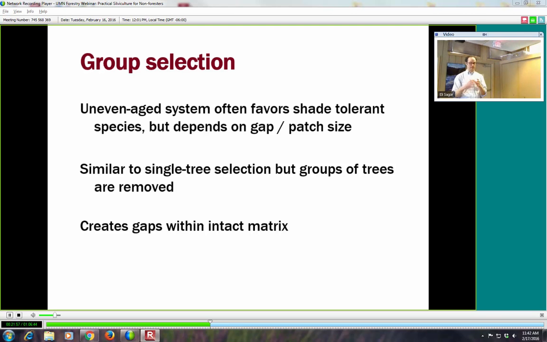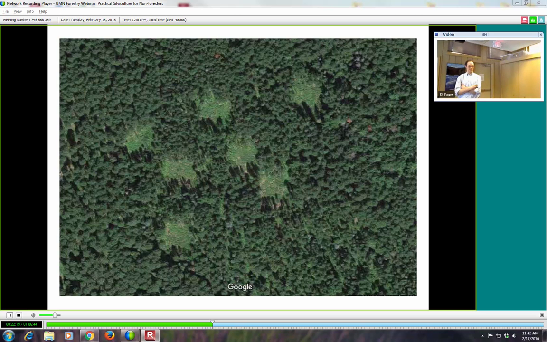Similar idea, except groups of trees rather than single trees. And basically, this system creates gaps of trees with a variety of ages within an intact matrix. That is to say, the areas between the gaps are generally not treated, at least in the pure group selection approach. So if you look around on Google Maps a little bit, I think this picture is taken from the Cutfoot Experimental Forest.